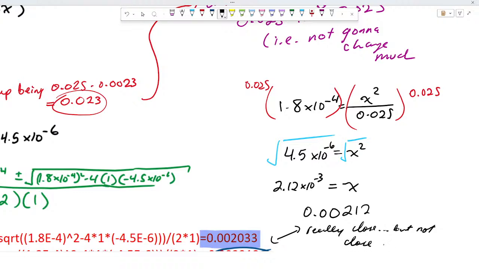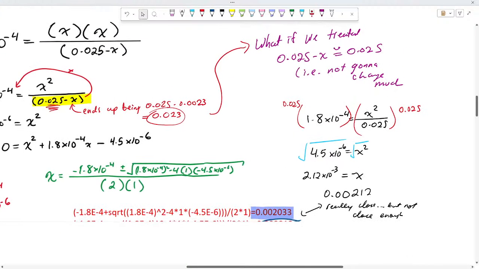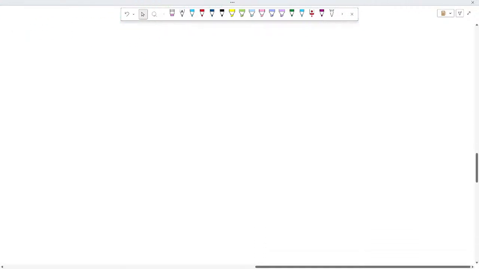So for the previous question, if I'd made that assumption, if I'd said, oh, that 0.025, it's not going to change much, and can I get your full attention, please? You're going to need to know this. If this number had been a little bit smaller, my assumption would have been true. So here's the rule then.